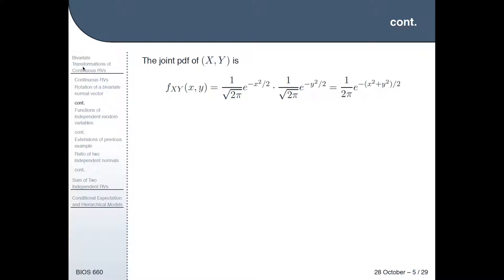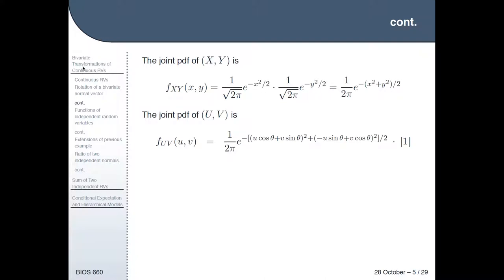So that tells us that the joint PDF of X and Y, since X and Y are independent, you can just multiply the marginal density of X times the marginal density of Y, and end up with 1 over 2 pi e to the minus (x squared plus y squared) over 2.